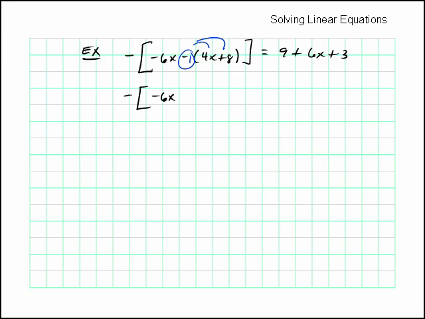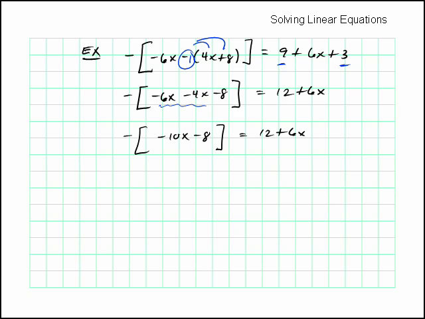Negative 6x, this will be a negative 4x minus an 8 inside the brackets now. On the right side, at the same time here, I could combine my like terms. The 9 and the 3 is 12. This is 12 plus 6x. Next, inside the brackets, I also have like terms right there. Negative 6x minus 4x is negative 10x. Negative 10x minus 8, that equals 12 plus 6x.